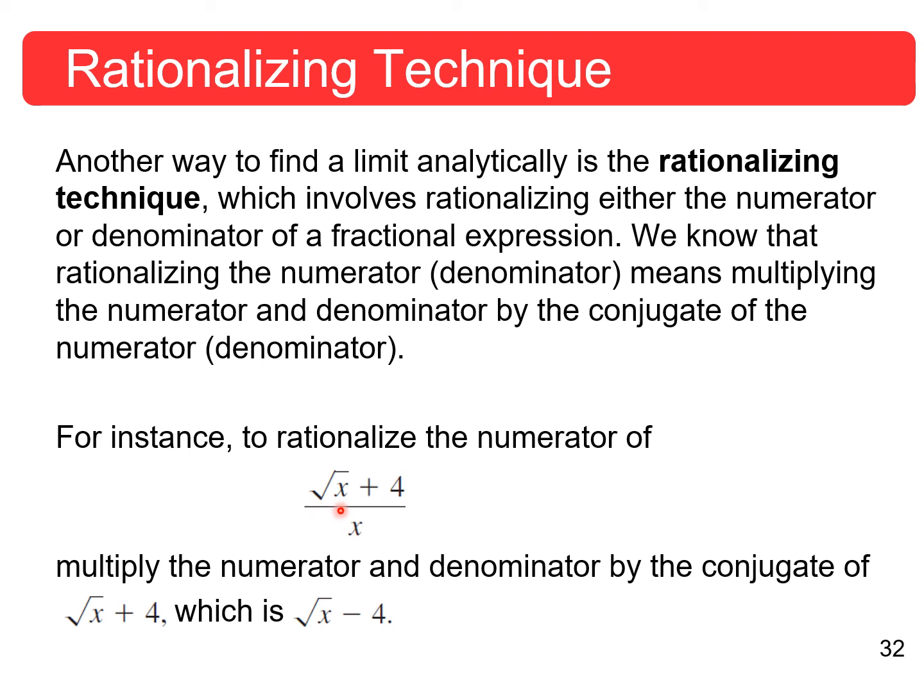So when we rationalize the numerator of this, we will just multiply both numerator and denominator by the conjugate of the numerator, which is square root of x minus 4. So when you say conjugate, you just have to replace the sign between these two by the opposite sign. So from plus, the conjugate will be the minus. So the conjugate again of the square root of x plus 4 is the square root of x minus 4. So to rationalize this, we'll just multiply both numerator and denominator by square root of x minus 4.